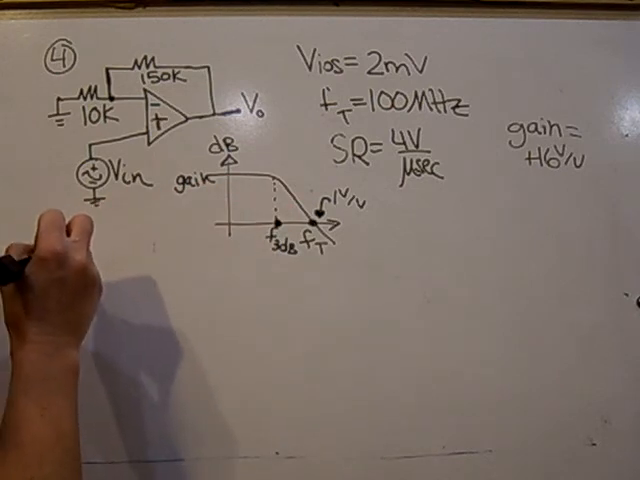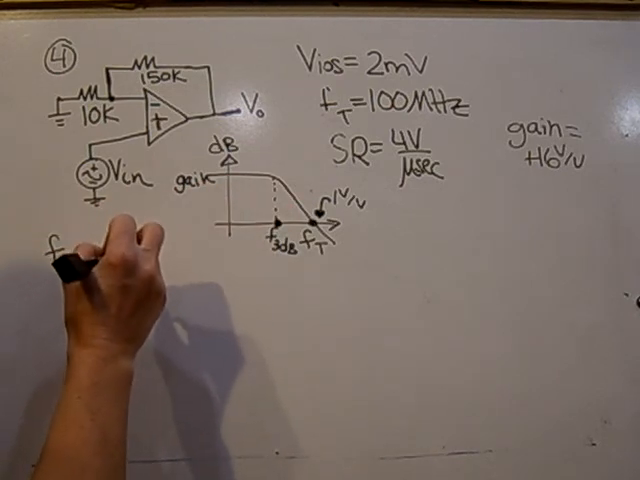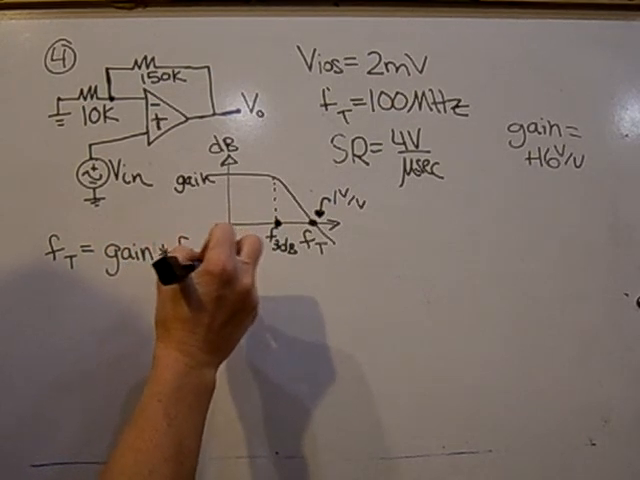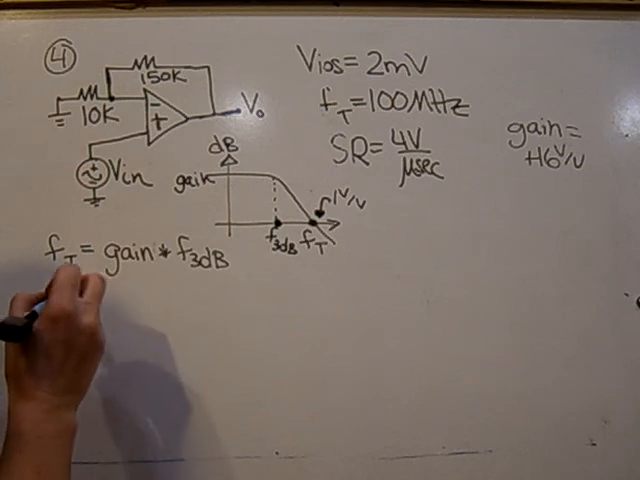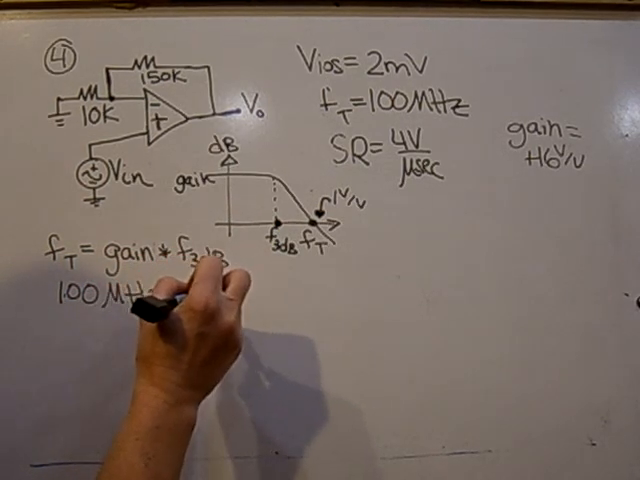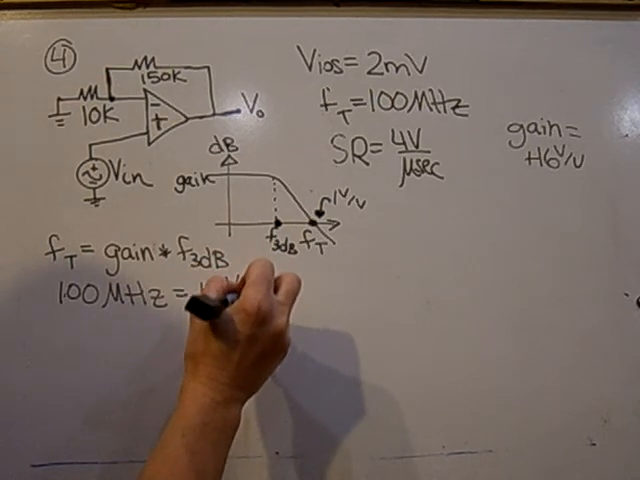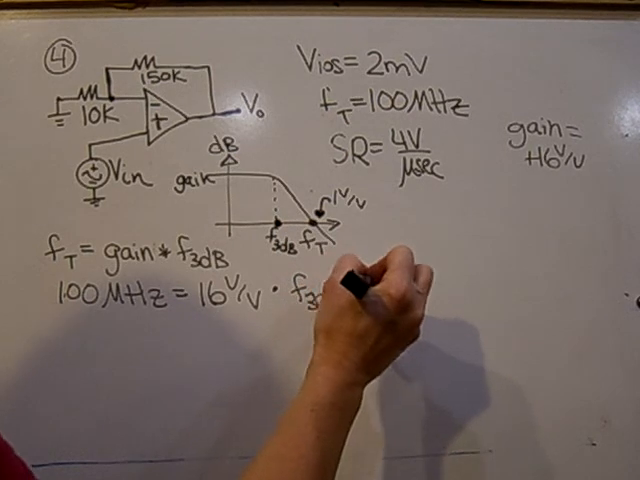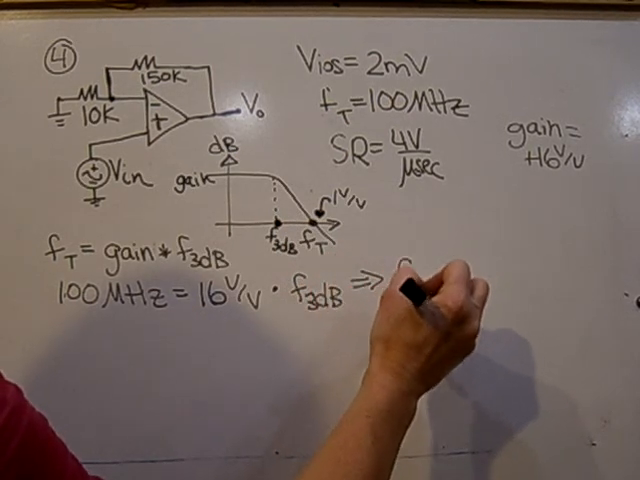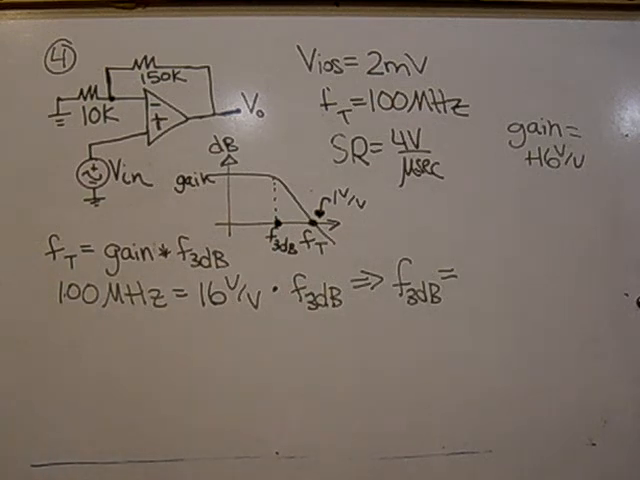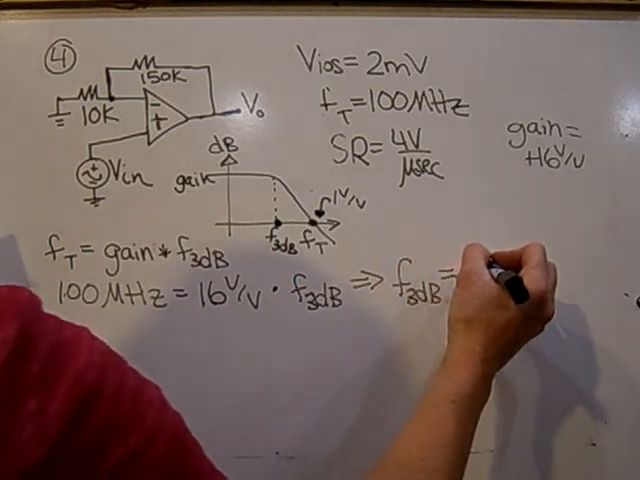So these are related by F of t equals gain times F3 dB. In this case, F of t is given as 100 megahertz. The gain we just determined as 16 volts per volt, and we can solve this for the 3 dB point. F3 dB for this is then 6.25 megahertz.